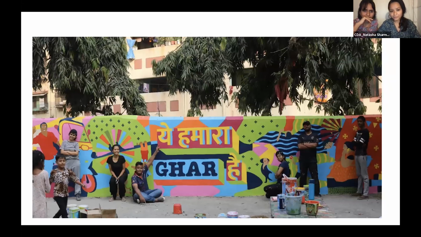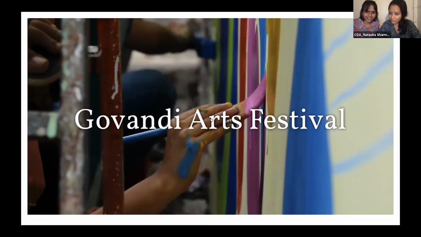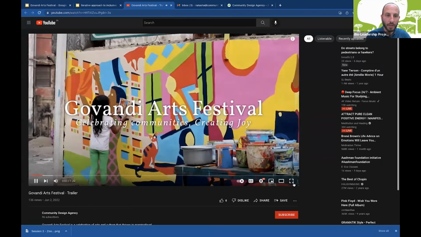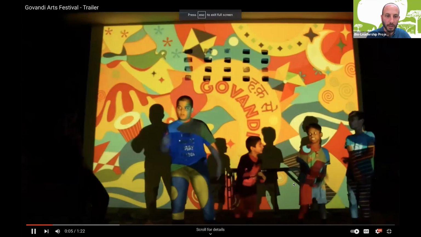This is one of the second murals we did. It says, Ye Hamara Ghar Hai, which means this is our home. And it was an entirely community-led thing. There are kids till now coming in and telling their parents, this is the part I painted. But I'm just going to go into the festival. We will share the video, Bhawna and Natasha. We will send it.